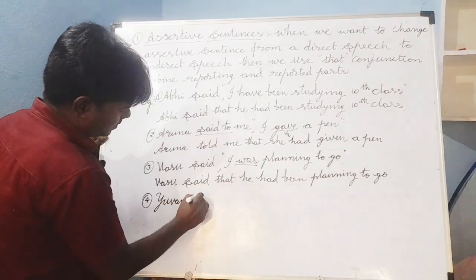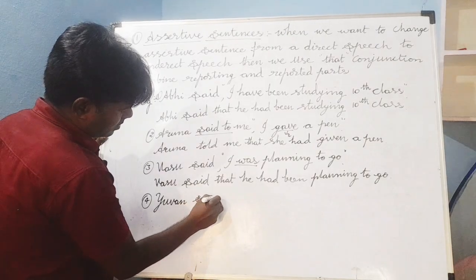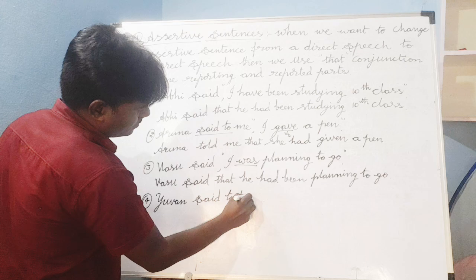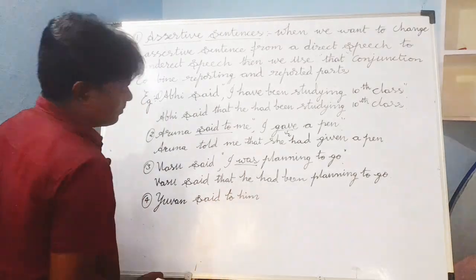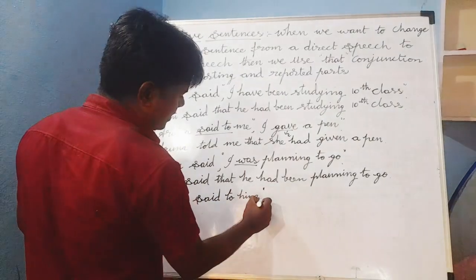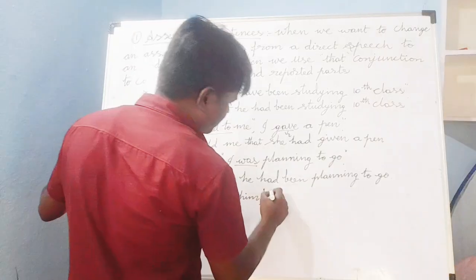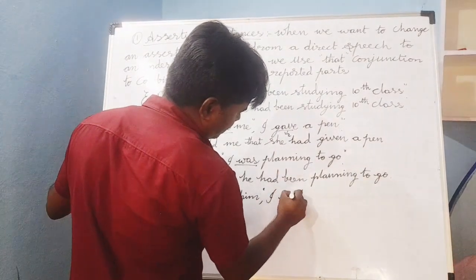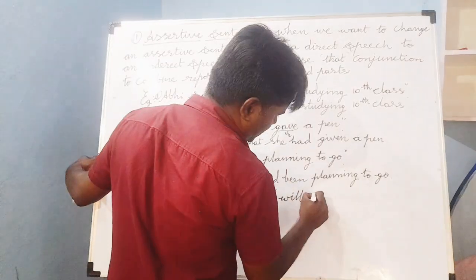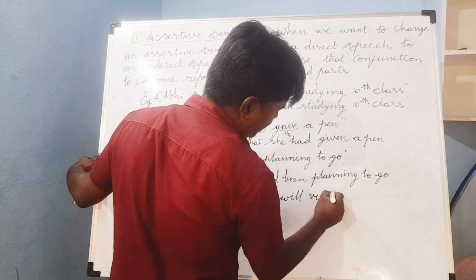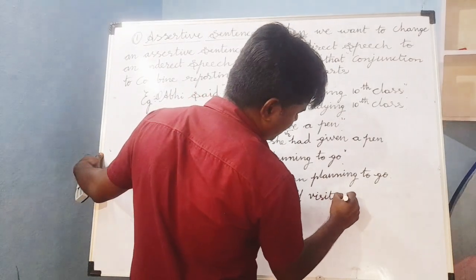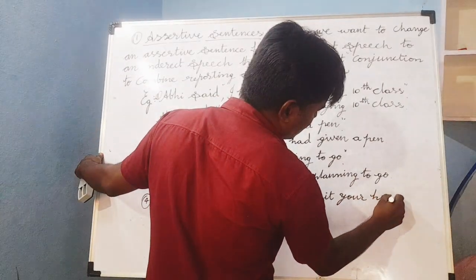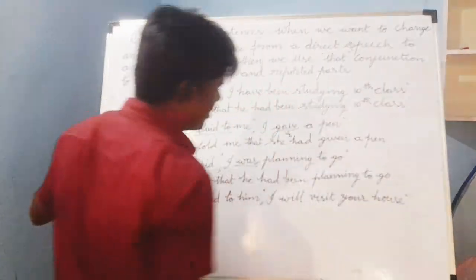Yuan said to him. Yuan said to him, inverted commas begin, I will visit your house. I will visit your house.